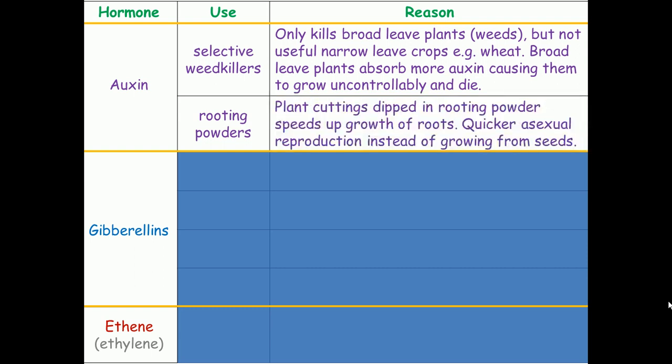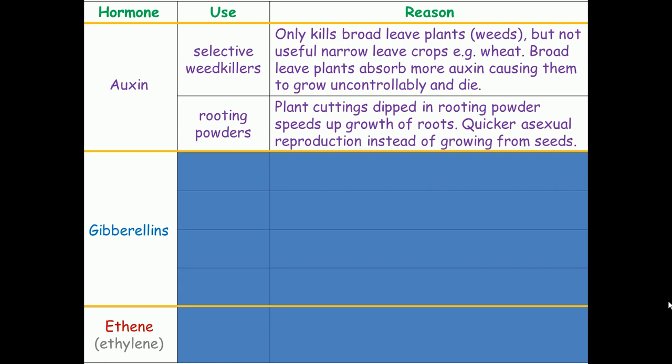In rooting powders, the plant cuttings dipped in rooting powder speeds up the growth of roots. And that's useful because if it speeds up the growth of roots, you could use that in asexual reproduction, which is quicker instead of growing using seeds. And that's why rooting powders are used in tissue culture, which we learned in previous units.